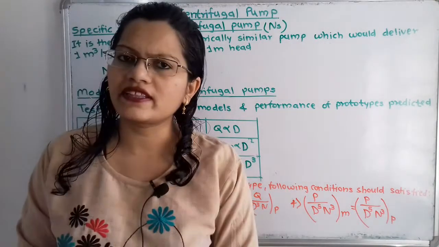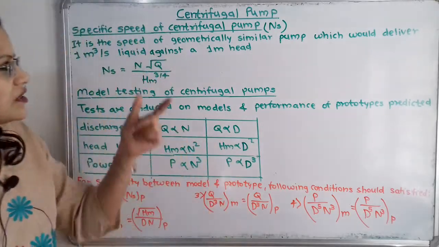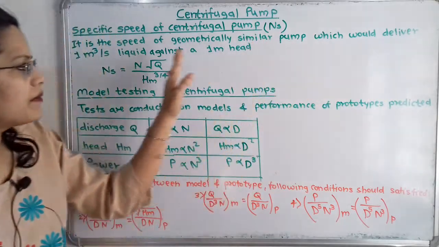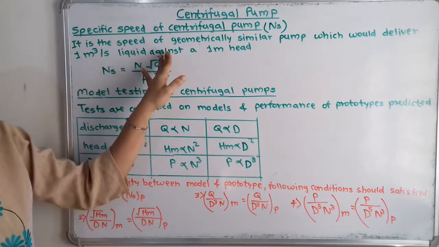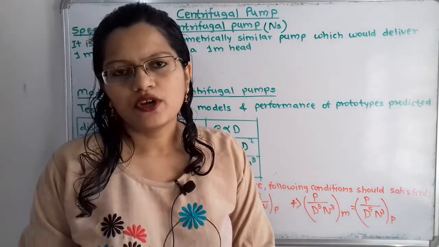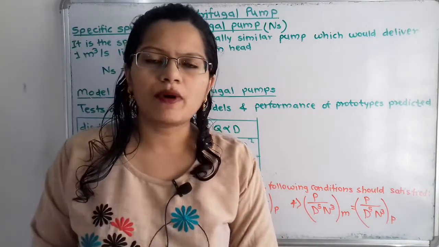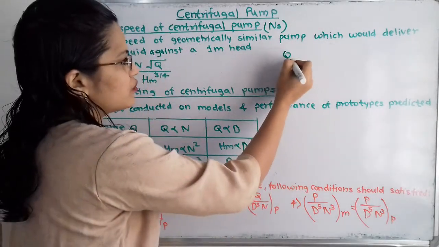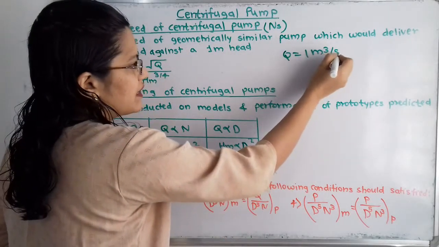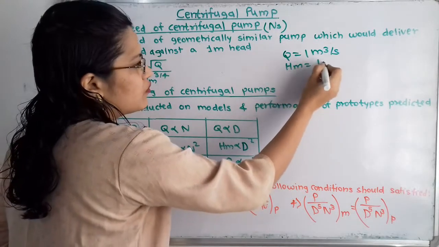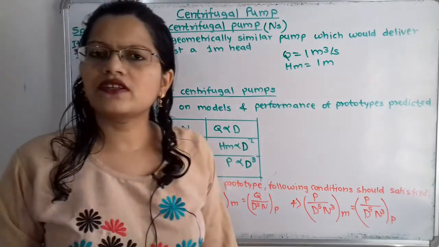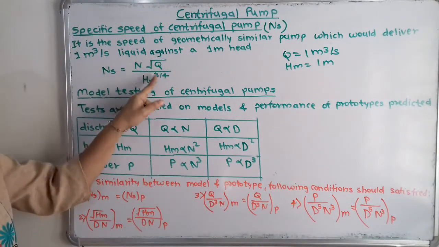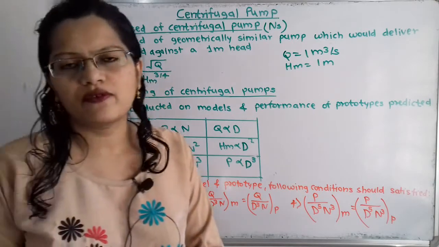Now how can we define the specific speed? It is the speed of a geometrically similar pump which would deliver 1 meter cube per second of liquid against a head of 1 meter. So whenever we talk about the pump having specific speed, it has discharge Q equal to 1 meter cube per second and head Hm equal to 1 meter. So what is the formula to calculate this? Ns is equal to N under root of Q divided by Hm raised to 3 by 4.